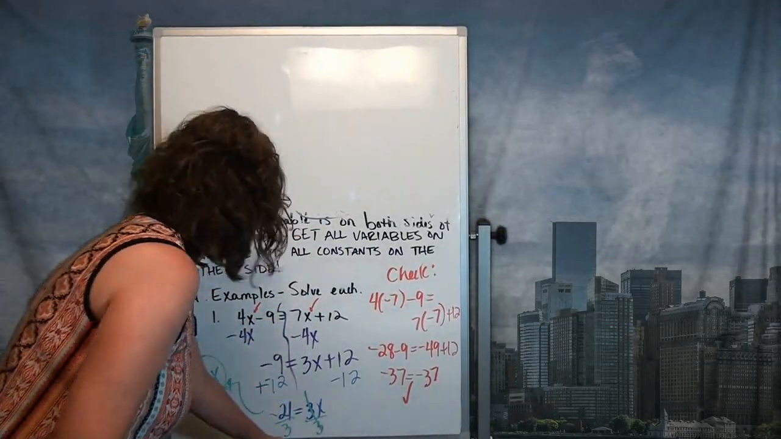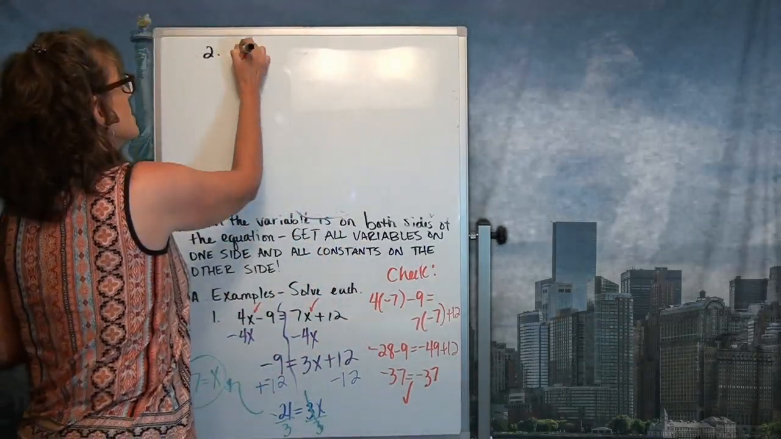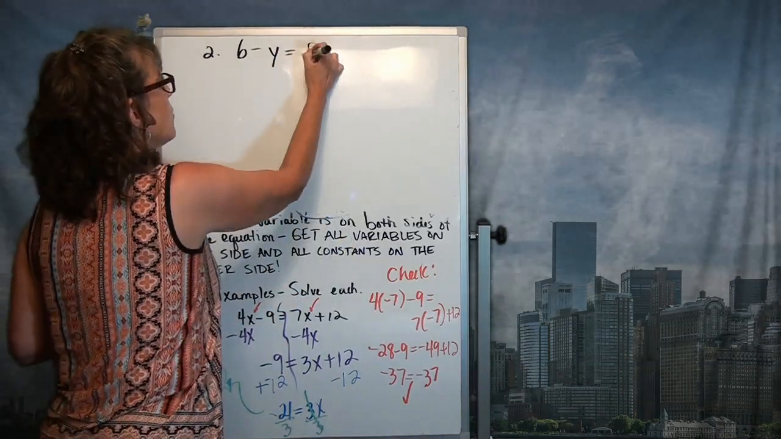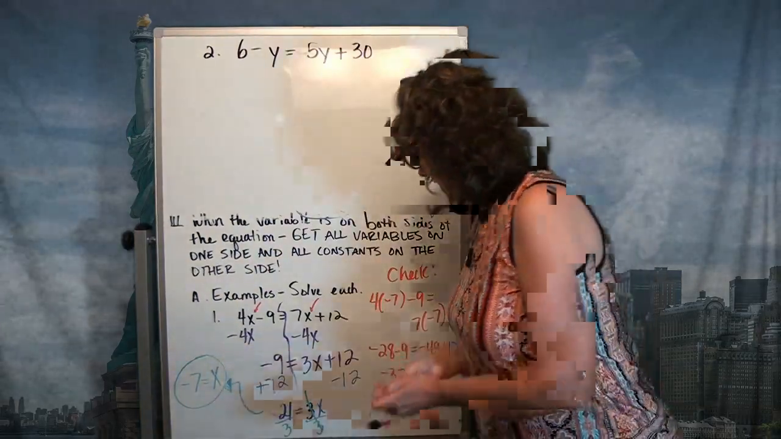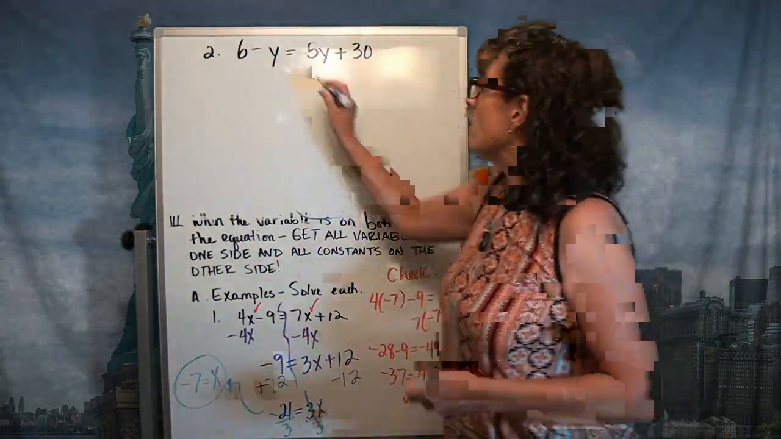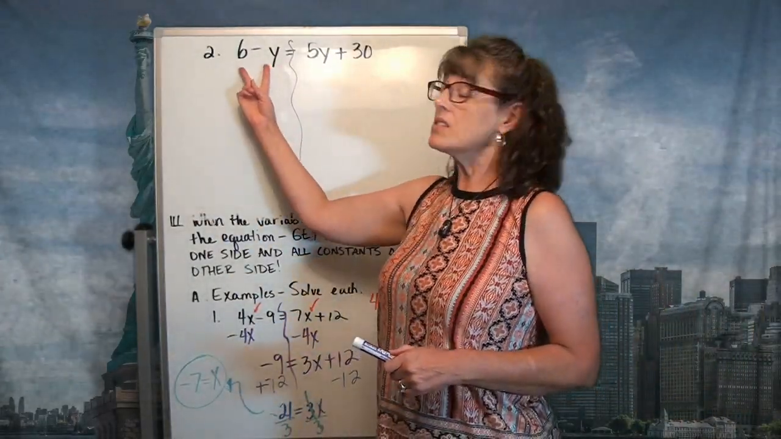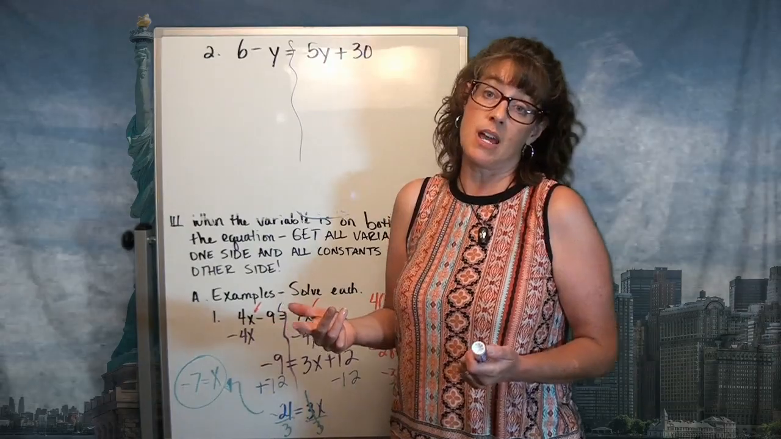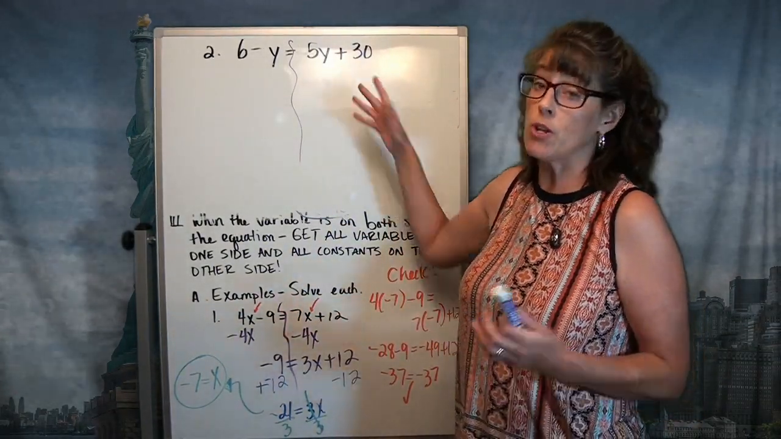So let's see here. We've got example number 2 going, and we have 6 minus y equals 5y plus 30. So here again, I like to draw my wall so that I see how things are separated. And notice this side is as simple as it'll get. I cannot take that negative y and put it with the 6. It doesn't happen. They're not like terms. Same thing over here. That 5y will not combine with the 30. They're not like terms either.